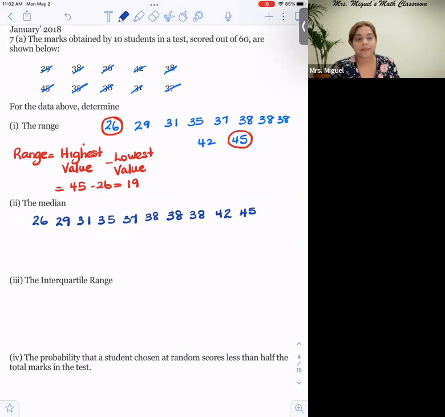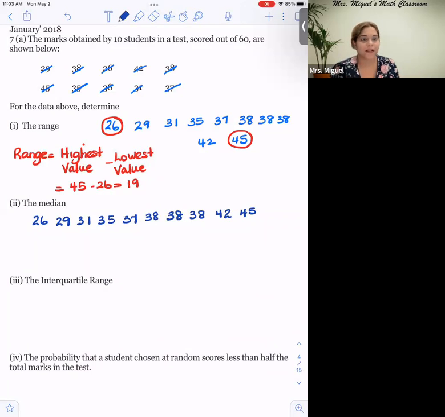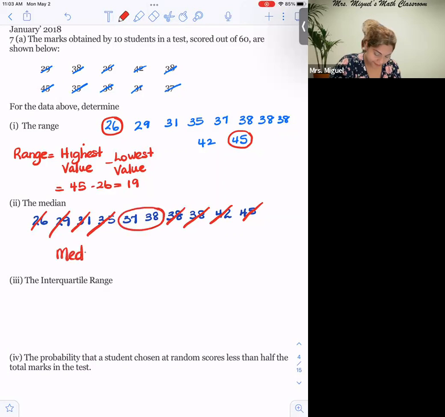So is this an odd data set or even data set? It's 10 scores. Is that considered odd or even? Even. So it means that the middle value would be the average of two middle values, right? So we start crossing. So the median is the average of 37 plus 38 divided by 2.